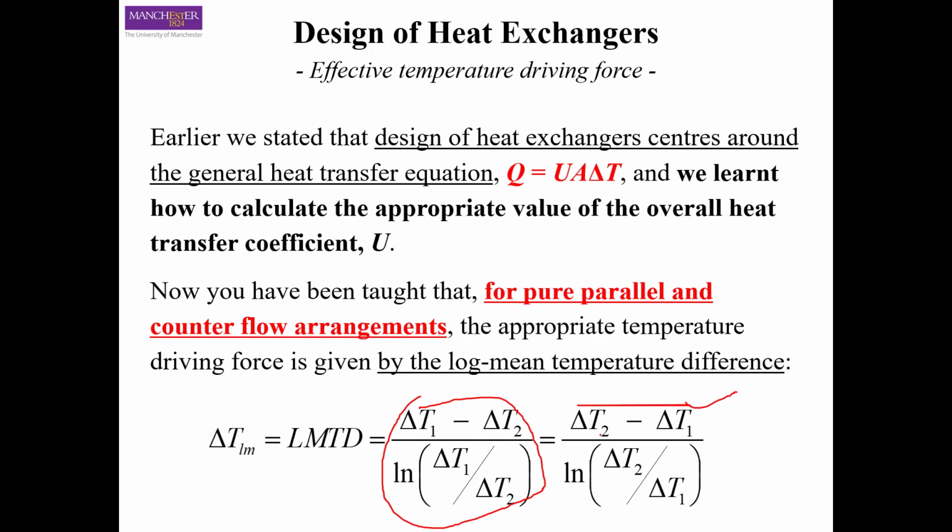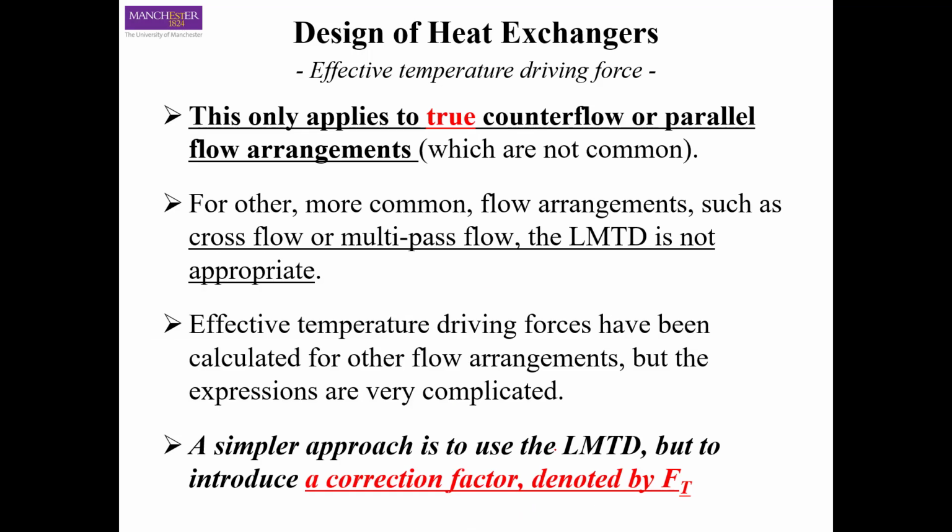So we defined LMTD for pure parallel and countercurrent flow, but what if we have a practical situation with a much more complicated flow arrangement or tube configuration? Let's say you have multiple tube passes or you are in a cross flow. LMTD is not appropriate for that, because, just to emphasize, LMTD is only calculated when you have only one shell and one tube pass, for a pure countercurrent and pure parallel flow.